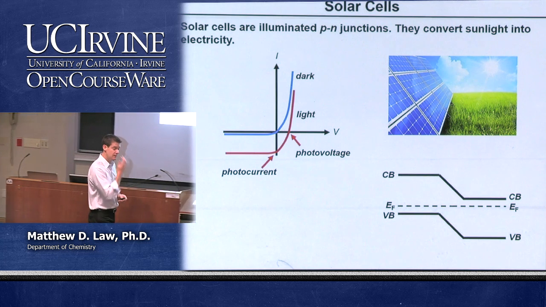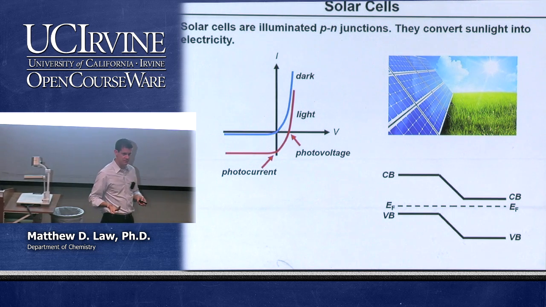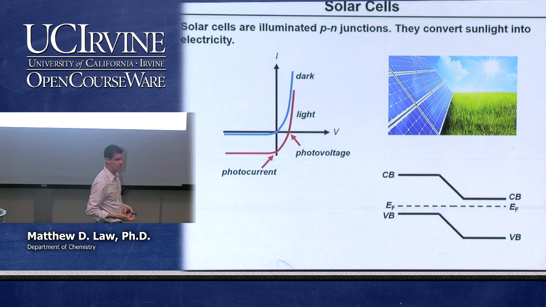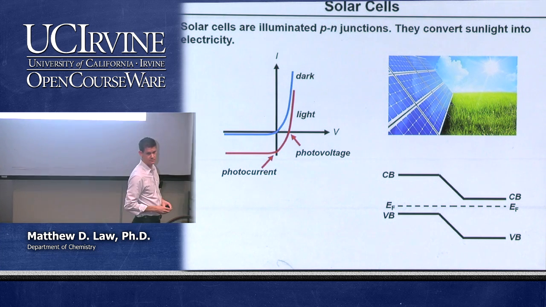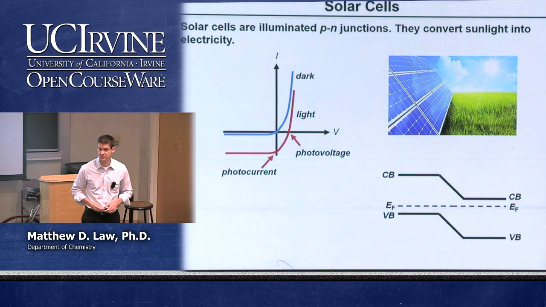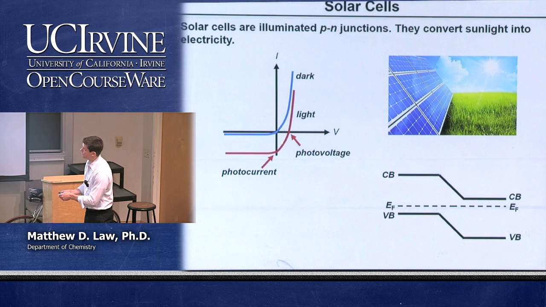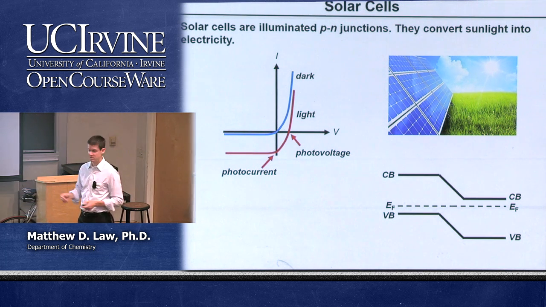Okay? And this is important, right? You want to generate both a voltage and a current if you're going to produce power from shining light on a semiconductor. Okay? Power, remember, power is equal to current times voltage. So you have to have both. And so typically a solar cell is operated right in this region here, where you have both a current and you have a voltage. Okay?